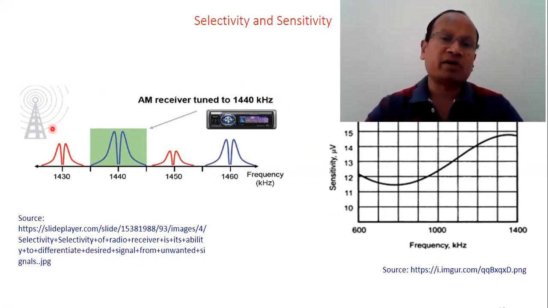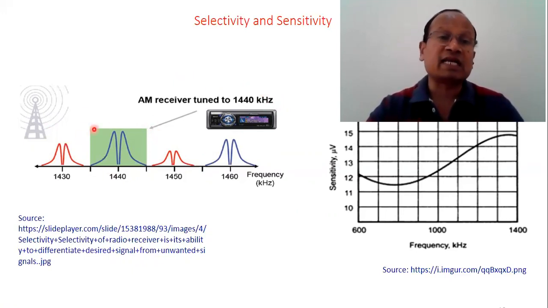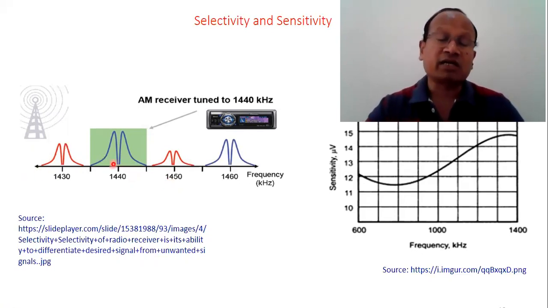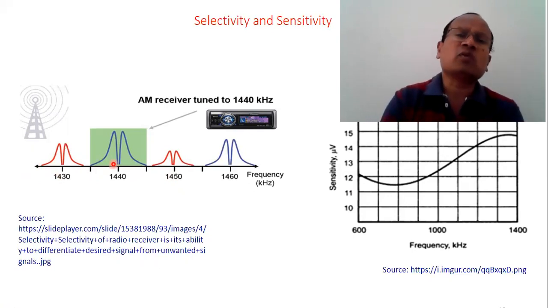So what is the job of the IF amplifier arrangement, the superheterodyne mixing, to get better selectivity? It means to correctly select the desired resonant frequency and the sidebands, and not to allow the adjacent components. That is very important. Let these adjacent components, which are in this case centered at 1450 kilohertz and 1430 kilohertz, not be allowed to the further stages. So this is what selectivity is.